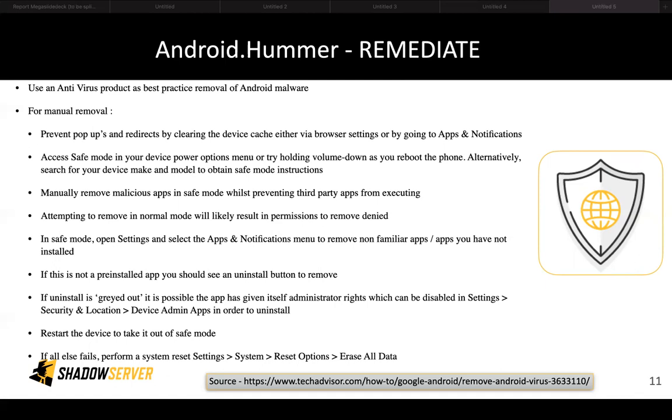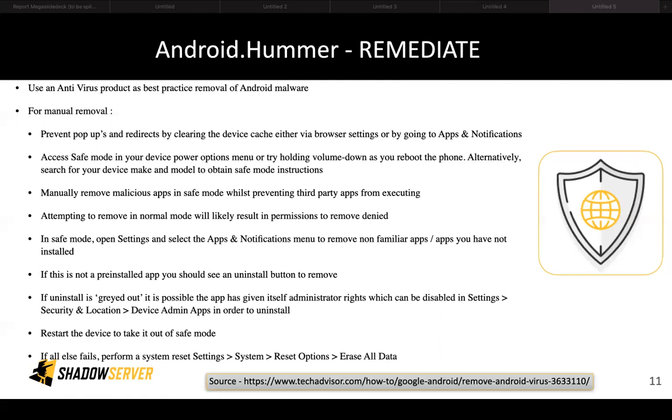Manually remove malicious apps in safe mode whilst preventing third-party apps from executing. Attempting to remove in normal mode will likely result in permissions to remove denied. In safe mode, open settings and select the apps and notifications menu to remove non-familiar apps and apps you have not installed. If this is not a pre-installed app, you should see an uninstall button to remove. If uninstall is grayed out, it is possible the app has given itself admin rights, which can be disabled in settings, security and location, device admin apps in order to uninstall.